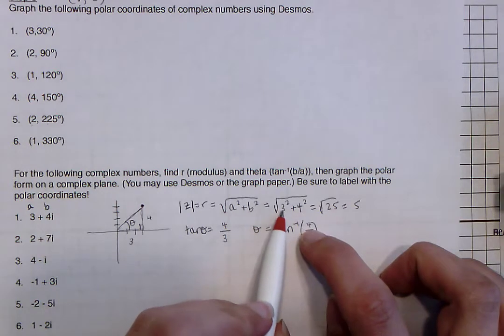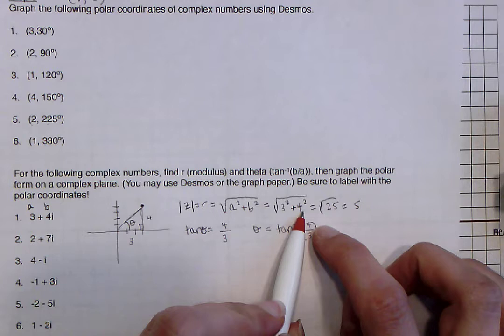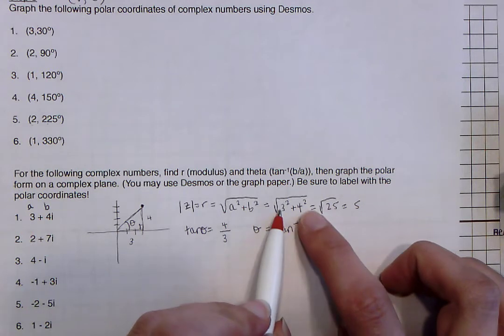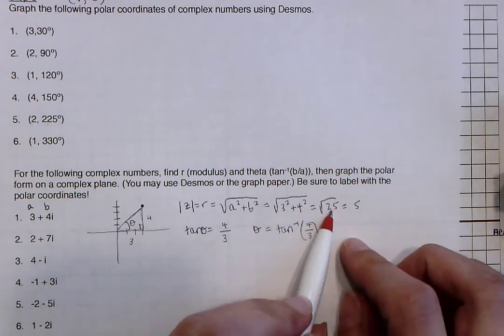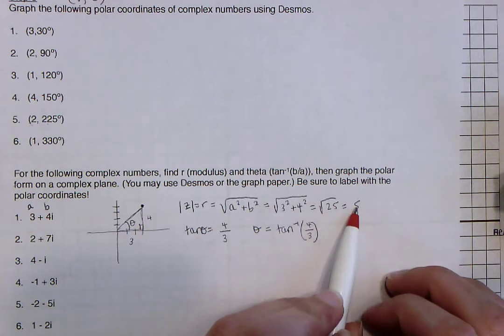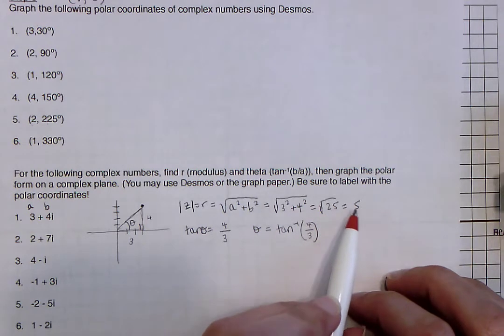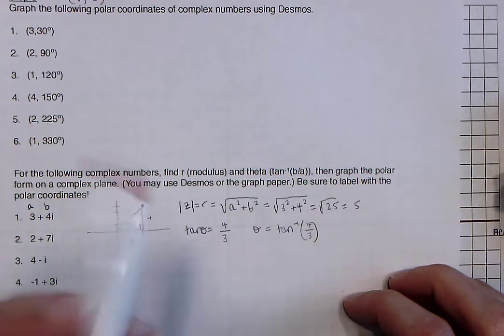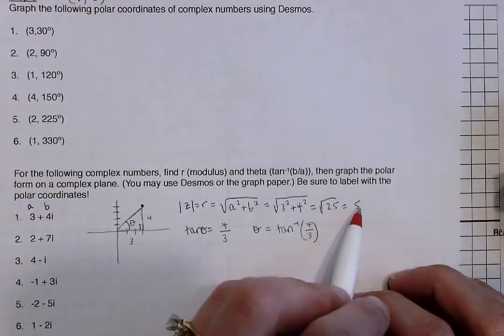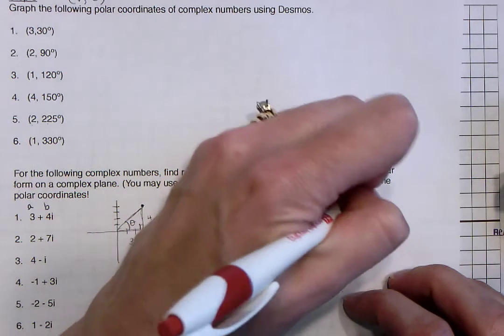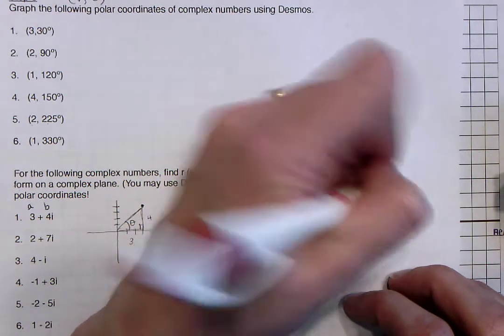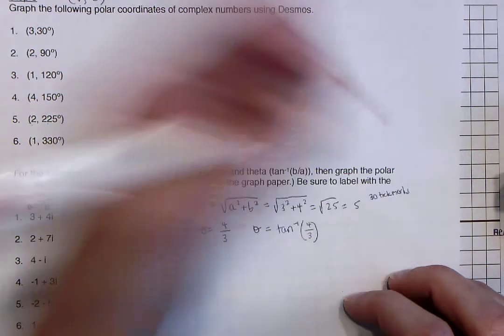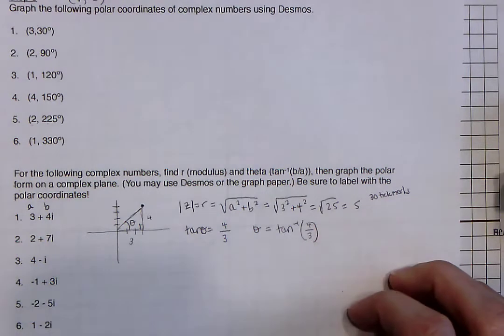But 3 squared is 9, 4 squared is 16, and 16 and 9 make 25, so that's why I have 25 here. Square root of 25 is 5, so I know my radius should be 5. And remember, if each unit is 6 tick marks, then 5 times 6, that should be about 30 tick marks using my ruler. So we'll just check that, making sure that's right.